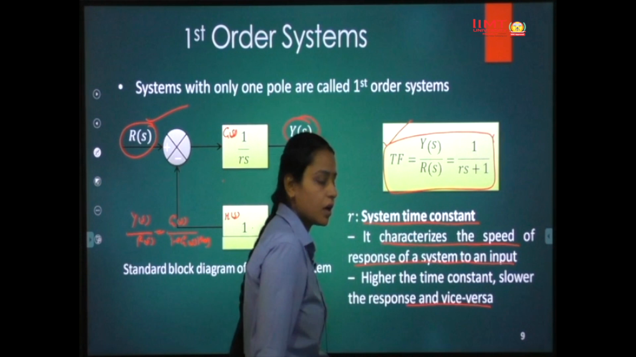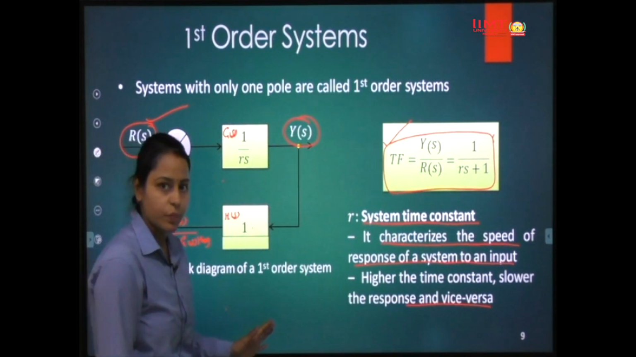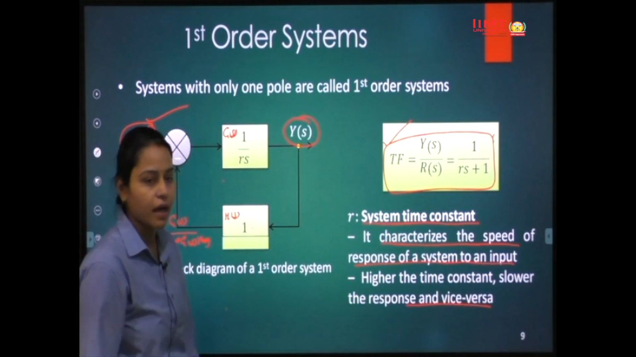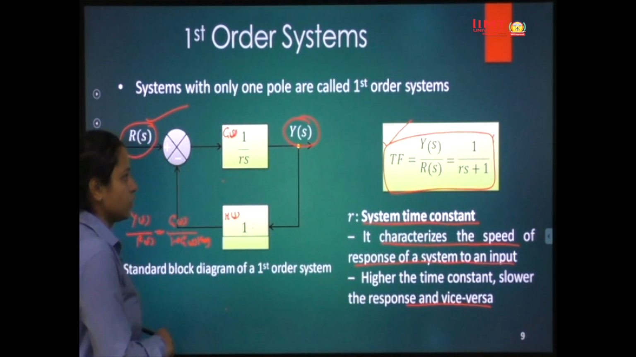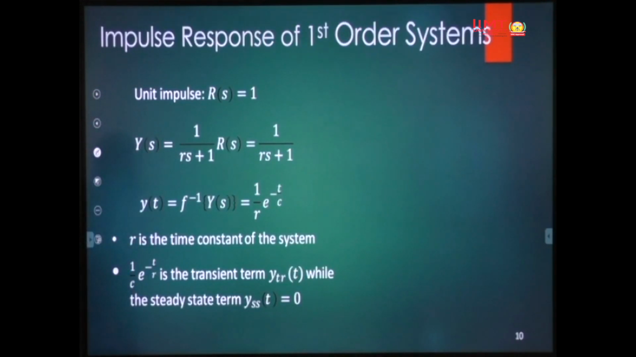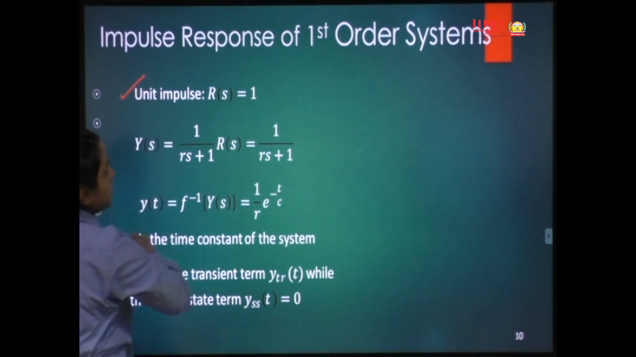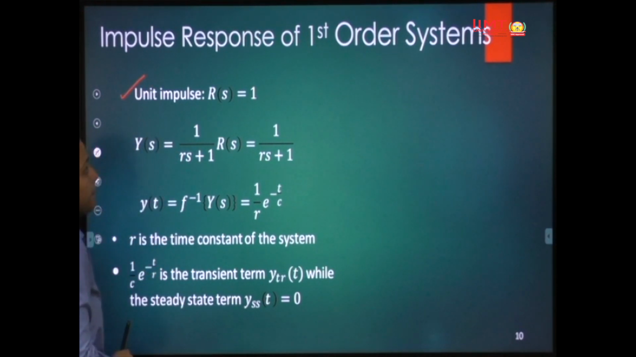That is, if you have a small time constant, you will get the speedy response, and if you have a higher time constant, you will get the slower response. So let's see this signal with different kinds of inputs. The first one is the impulse response of a first order system with impulse input.